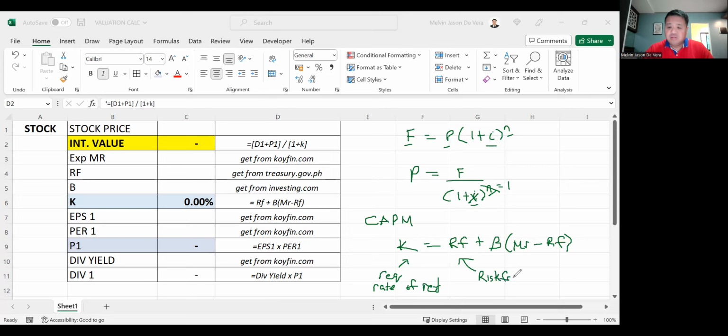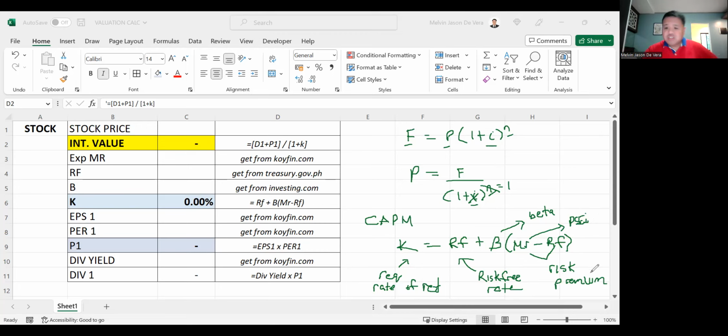plus the beta of the stock, which is the sensitivity of the stock to the market, times the difference between the market return and the risk-free rate. So the difference is what we call the risk premium. The expected market return is basically our PSEI return or the composite index. So that is the concept.